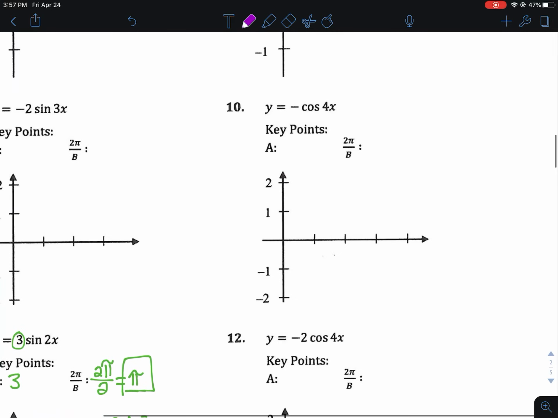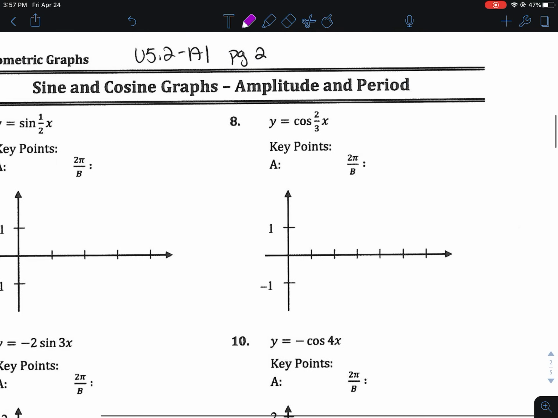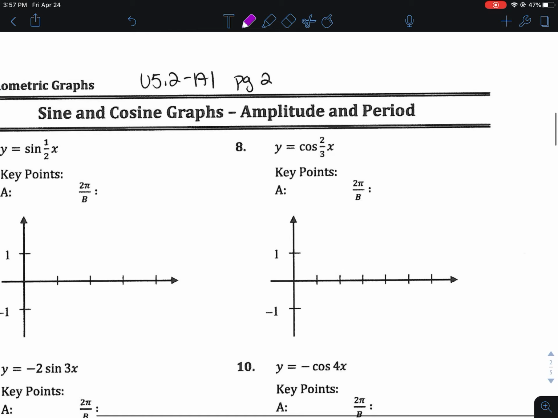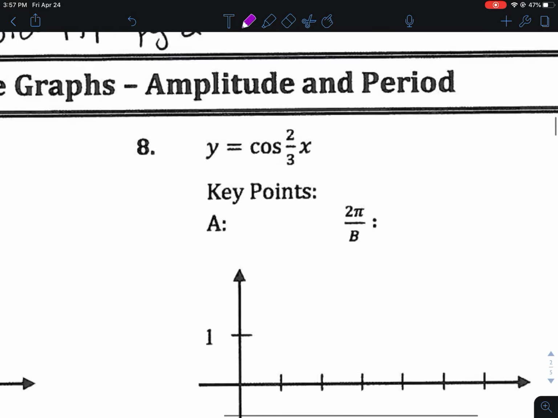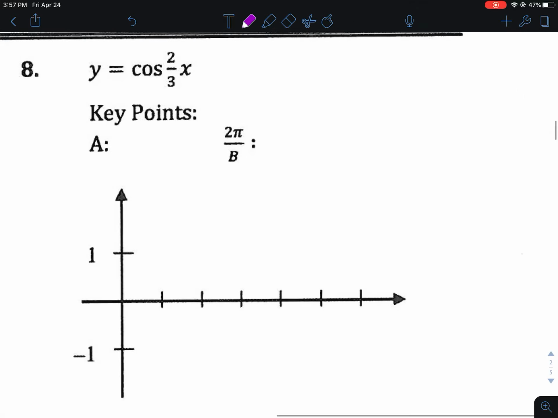And then let's do one of the cosines just to see the difference here. Oh, why don't we try this fraction one? I know you guys won't like that. So here the amplitude, there's nothing in front of cosine, so that's 1. So here I have my amplitude bars drawn in at 1.